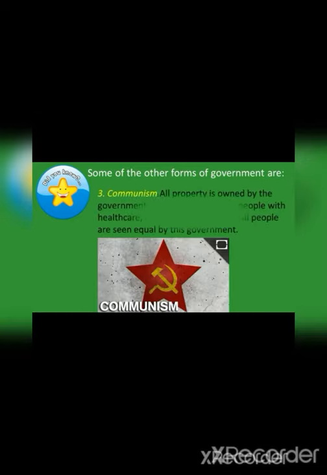3. Communism. All property is owned by the government. The state provides its people with health care, education and welfare. All people are seen as equal by this government.